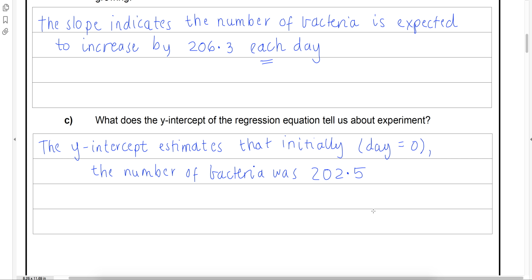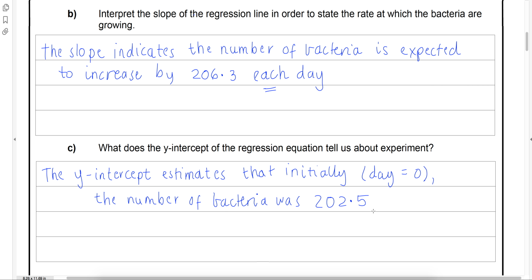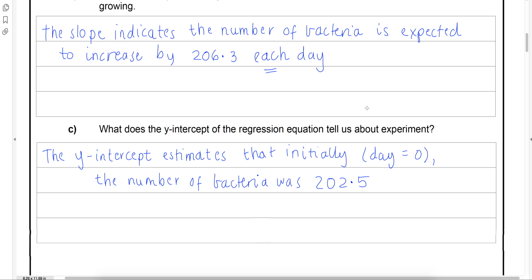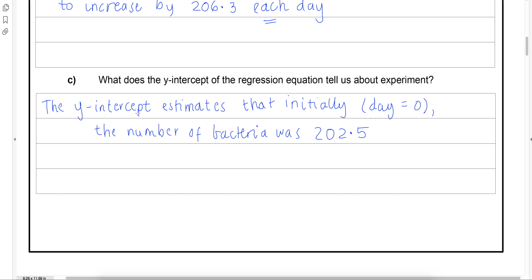Now we're going to have a go at this again in a second, because it is important we do it with some different variables. But every time you interpret the slope, you'll be saying this same thing. You'll be saying that it estimates, or it indicates that the RV is increasing or decreasing by a certain amount, and it's per 1 unit of the EV. Every time you interpret the Y-intercept, you will always say that it estimates that when day equals 0, when temperature equals 0, when age equals 0, whatever it might be, the RV is equal to this. Now, if there's a unit involved, do write it down as well. This one wasn't because it was just the number of bacteria.